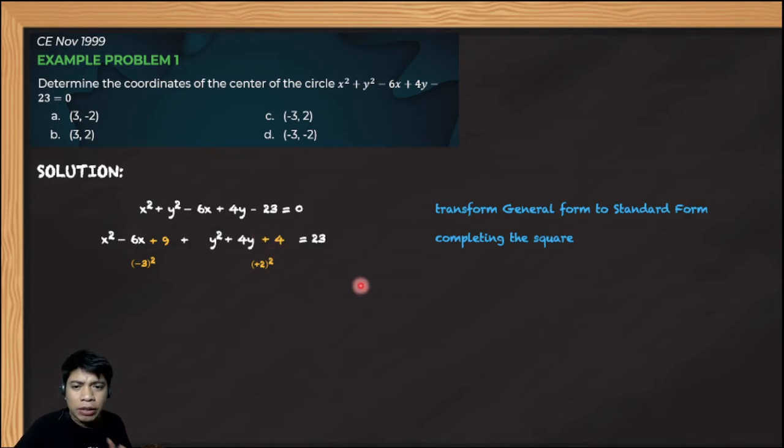Take note, hindi yan pwede guys. Hindi pwedeng mag-add tayo sa isang side ng equation kasi parang binago na din natin yung equation. So, ang gagawin natin is, kung ilan yung dinagdag natin sa isang side ng equation, idadagdag din natin dun sa kabilang side ng equation para makancel yung effect. So, plus 9 at saka plus 4 din tayo sa kabilang side ng equation. Again, yung purpose niyan is para makancel yung effect ng 9 at saka 4.